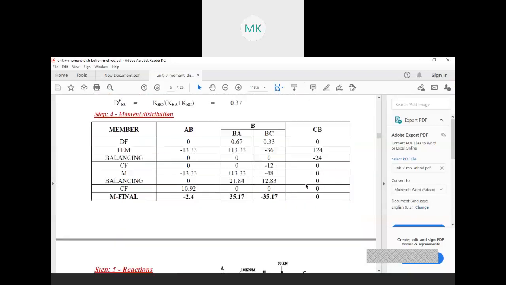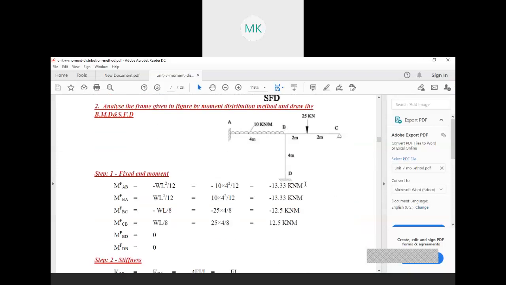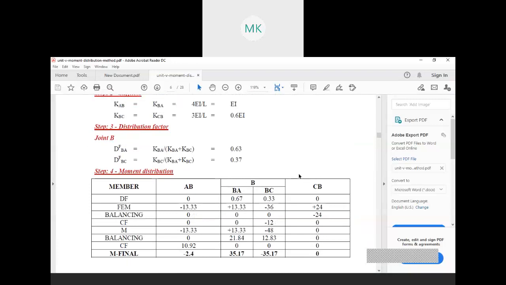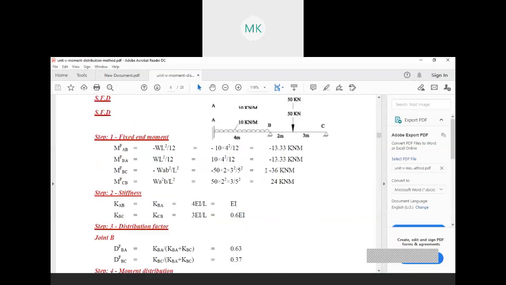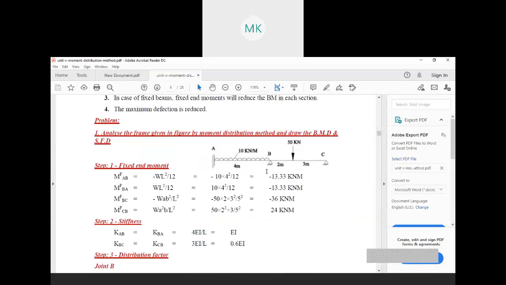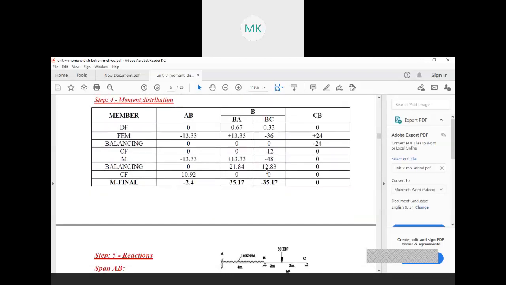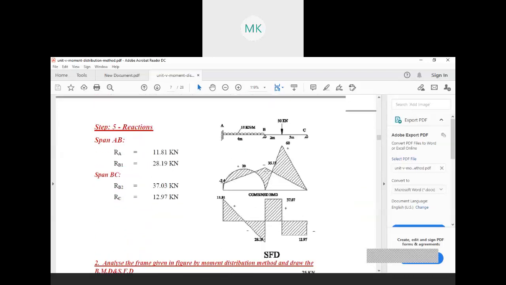So you can go through this PDF also. There are some practice numericals given. All of you please go through this. They are all well explained step by step. And I think all of you already got this moment distribution before, so you will easily understand. Still, if you have any doubt or any confusion, you can ask me.